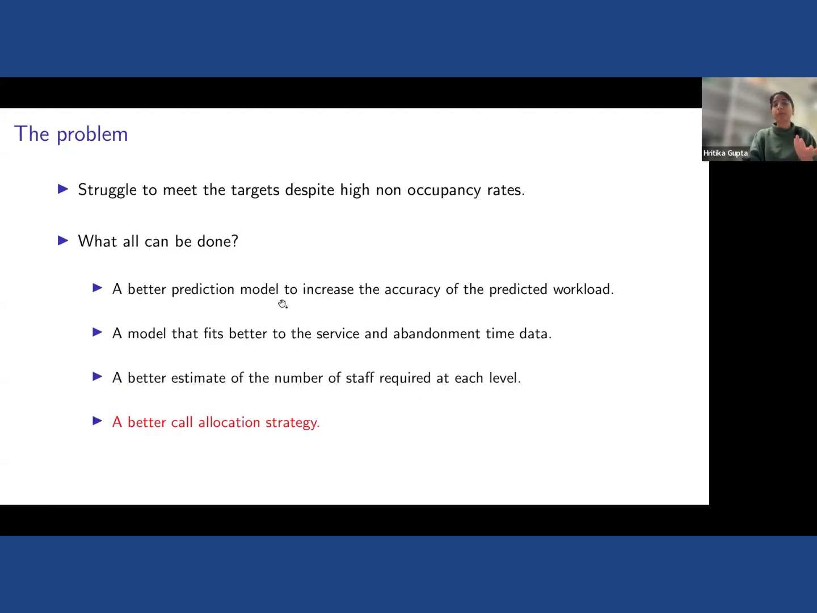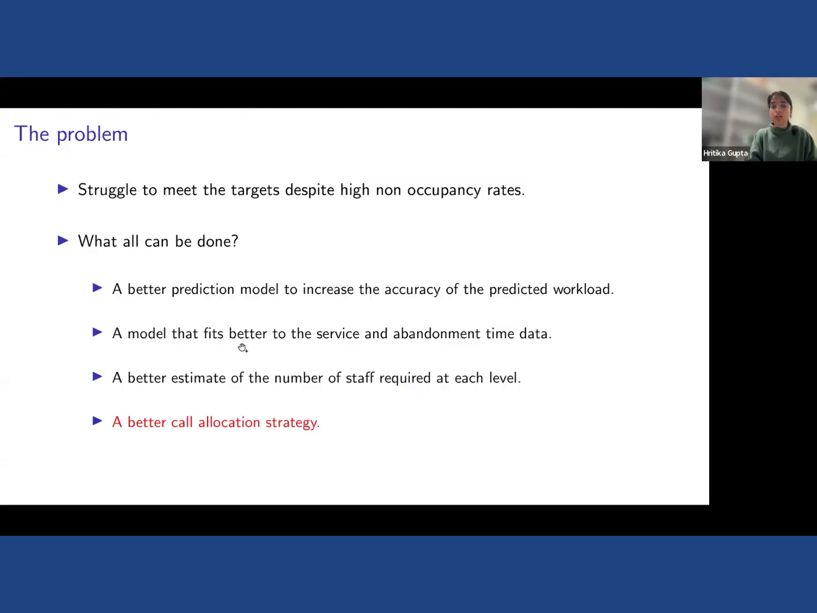We could try finding a better prediction model to increase the accuracy of the predicted workload. So in a call center, there are a lot of uncertainties involved. They don't have an appointment system. They don't know when the customers are going to call, what they will be asking, and how much time it will take to serve a customer. So they use past data and a prediction model to see what an upcoming day is going to look like. And a better prediction model means you're better prepared for it.